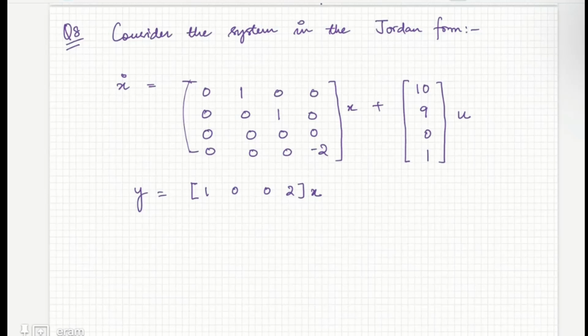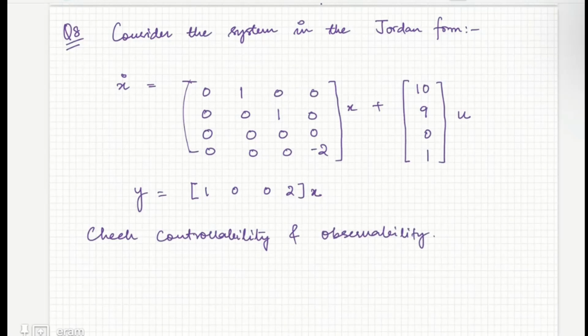Now the question is, check whether the system is controllable. We have to check the controllability and observability. So given the system in the Jordan form, we have to find out whether the system is controllable or not, observable or not.